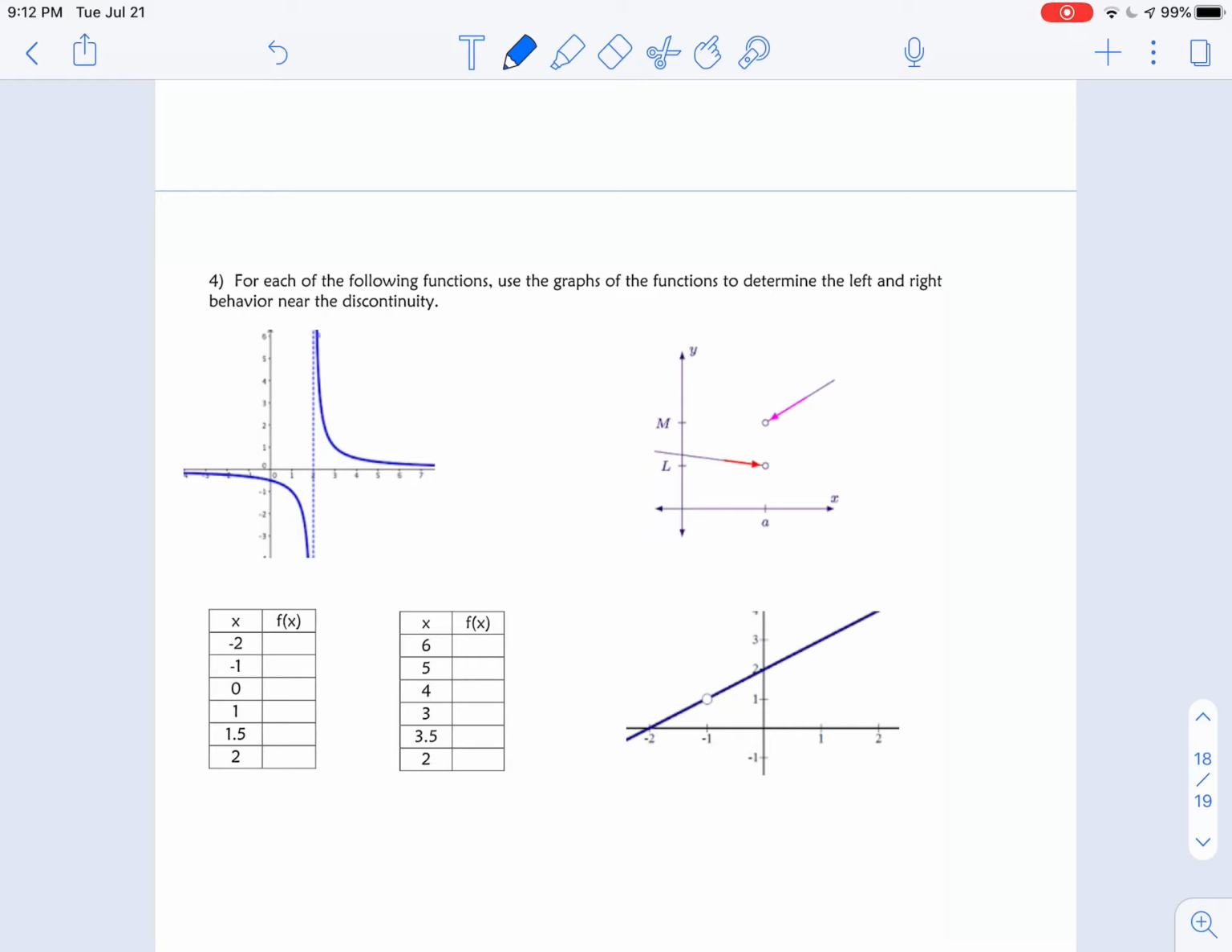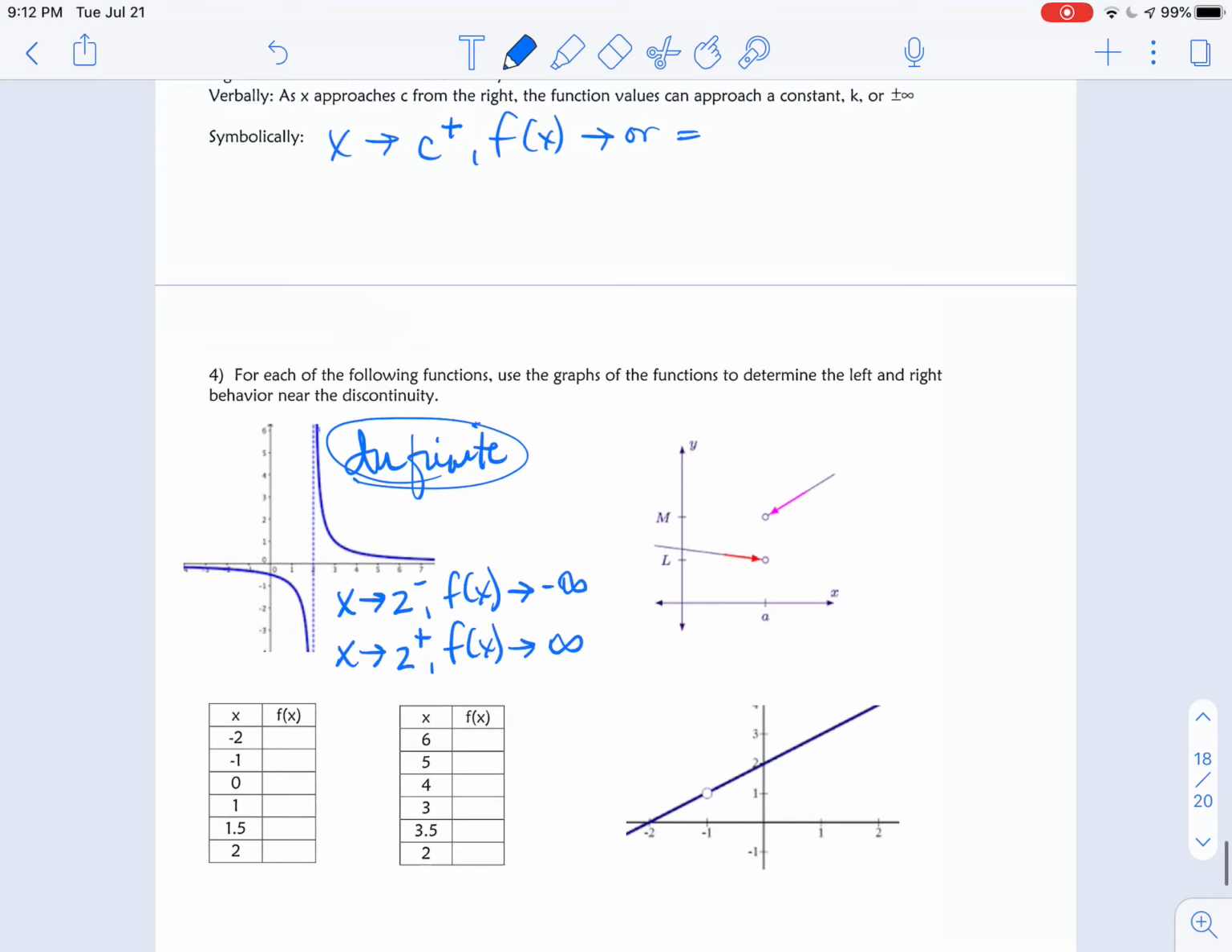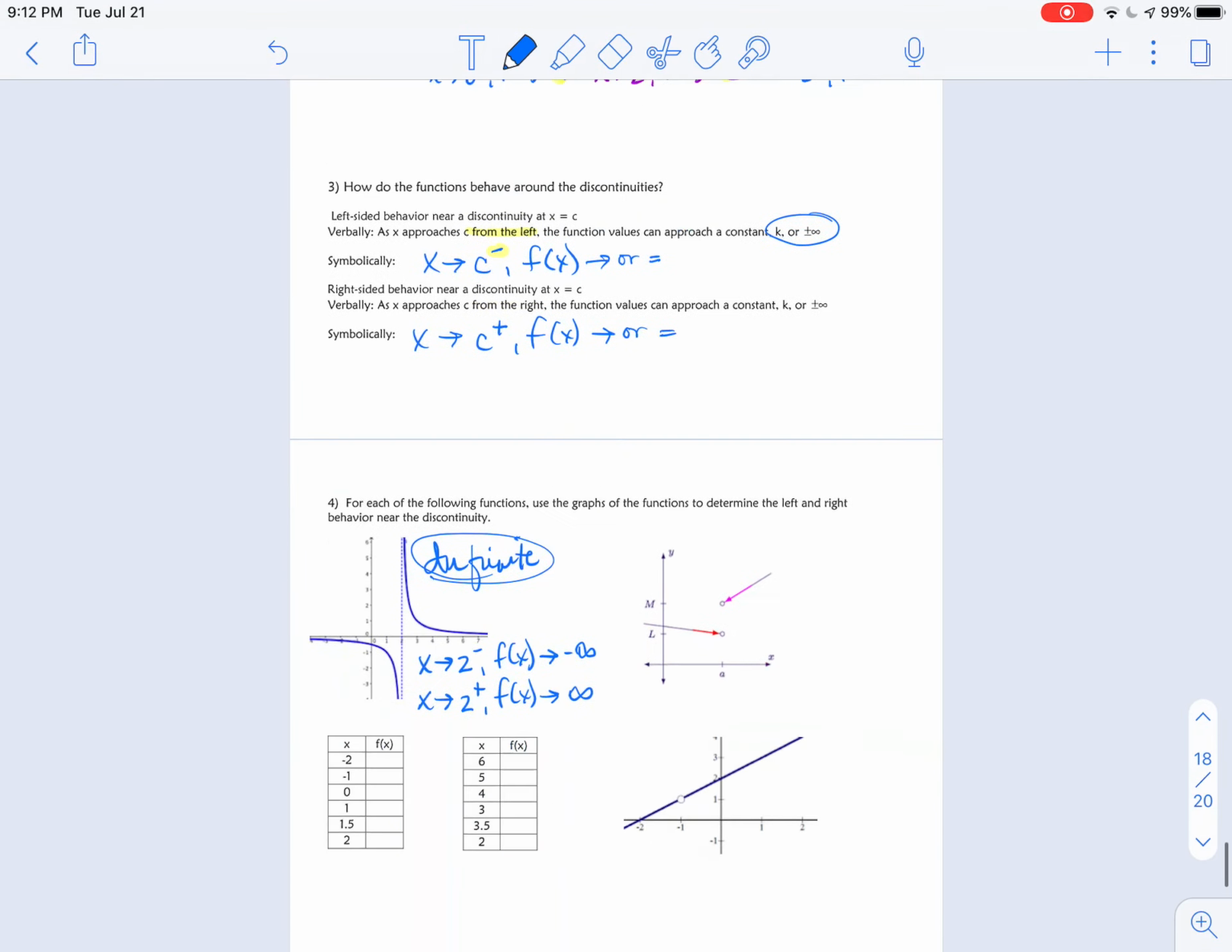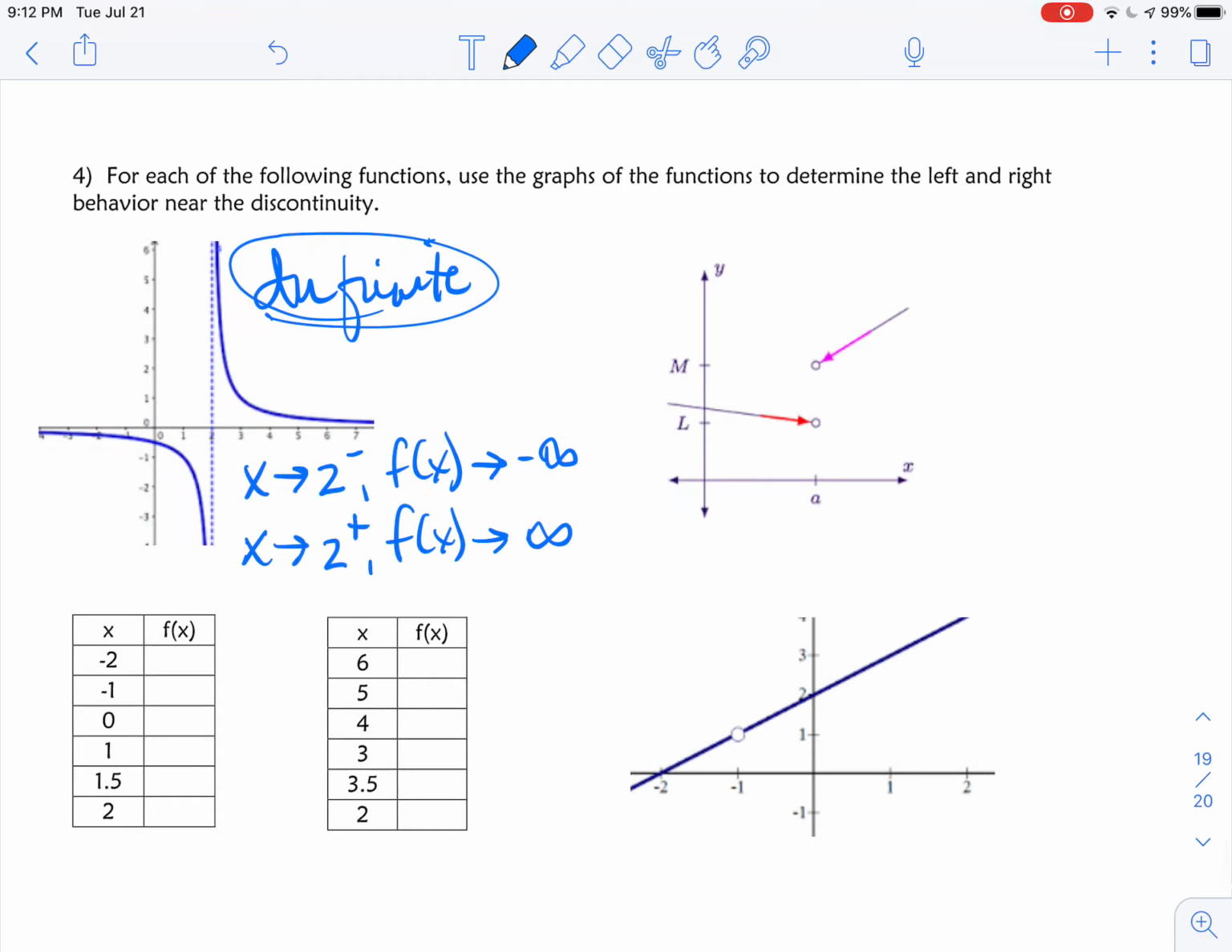Okay, and I think we've got a couple last examples. For number 4, of course, you have your vertical asymptote, so that's your infinite discontinuity. And so as x approached 2 from the left, f of x is approaching negative infinity. And as x approaches 2 from the right, f of x approaches positive infinity. Seems very familiar to that last one. Guess I need to get a new example. All right, and then two last, we have one with jump discontinuity.